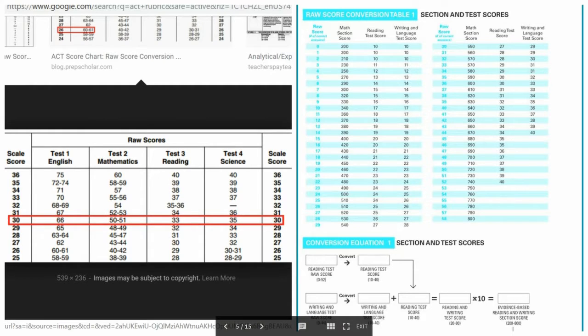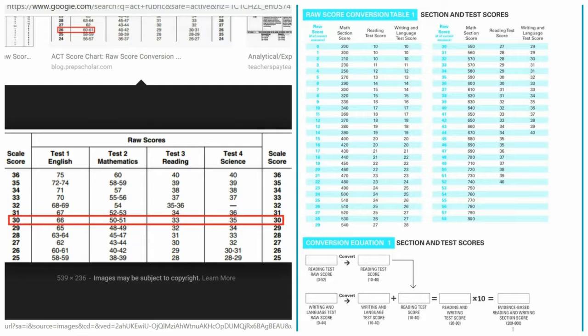So let's say that right now you have a 600 in math. A 600 in math would mean you're getting 36 questions right on the math section. And if we come down here, where are you? Okay, it does not show here.